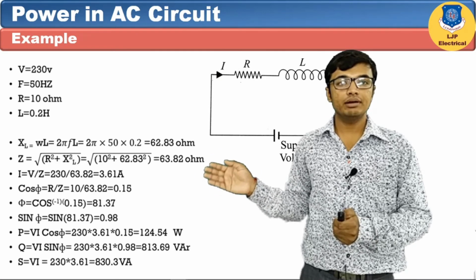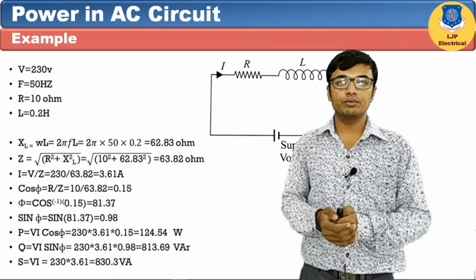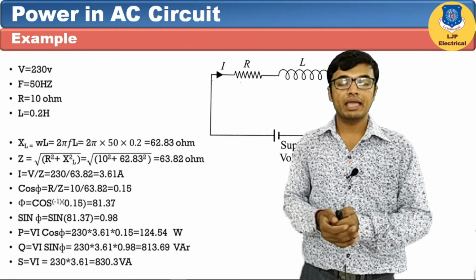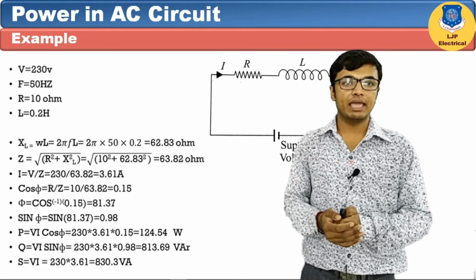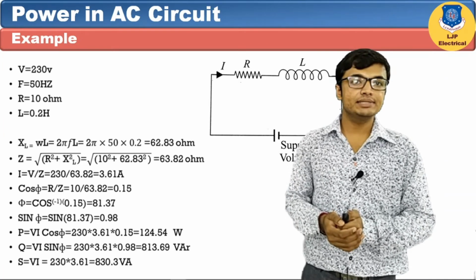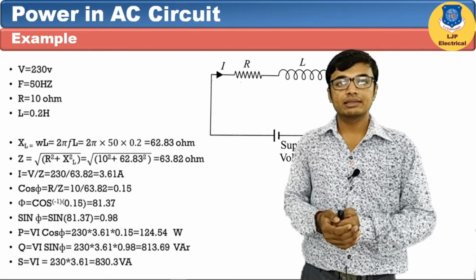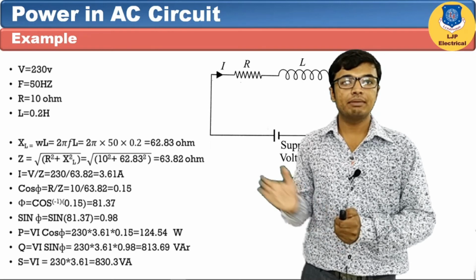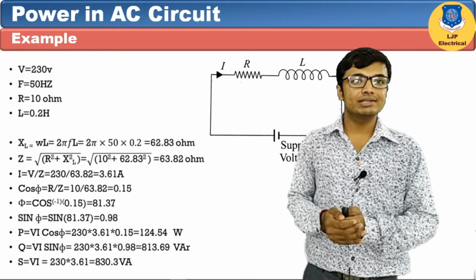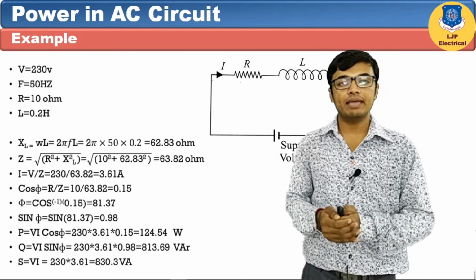And to find out active power, reactive power, and apparent power, we have to use this equation, that is P is equal to V I into cos phi. Here value of V is equal to 230 volt, value of current is equal to 3.61 ampere, and value of power factor, that is 0.15. So we will get active power, that is 124.54 watt, and value of reactive power, that is Q is equal to 230 multiplied by 3.61 multiplied by 0.98. So we will get 813.69 volt ampere reactive, and unit of reactive power, that is volt ampere reactive.